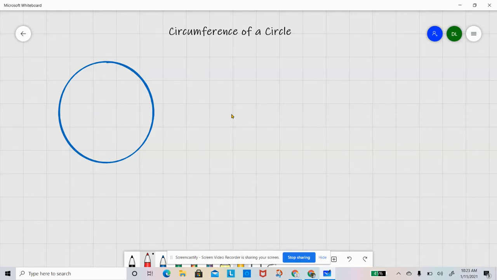Well, good morning. Welcome to my first Screencastify. And you probably will notice it's my first Screencastify as we go along because I'm not very good at this yet. But anyway, today we're going to talk about the circumference of a circle.